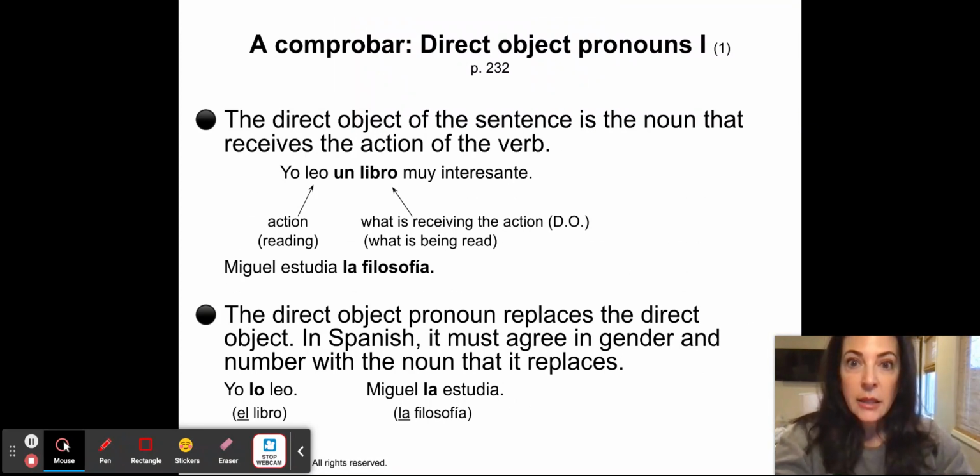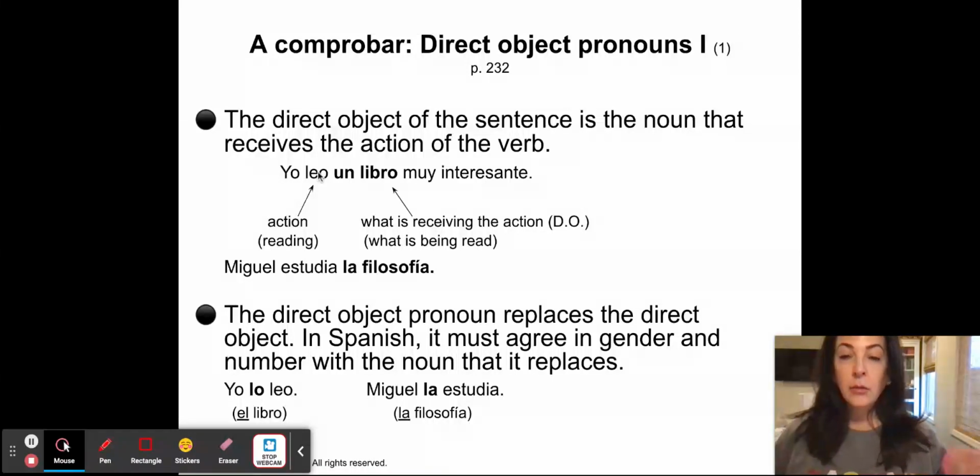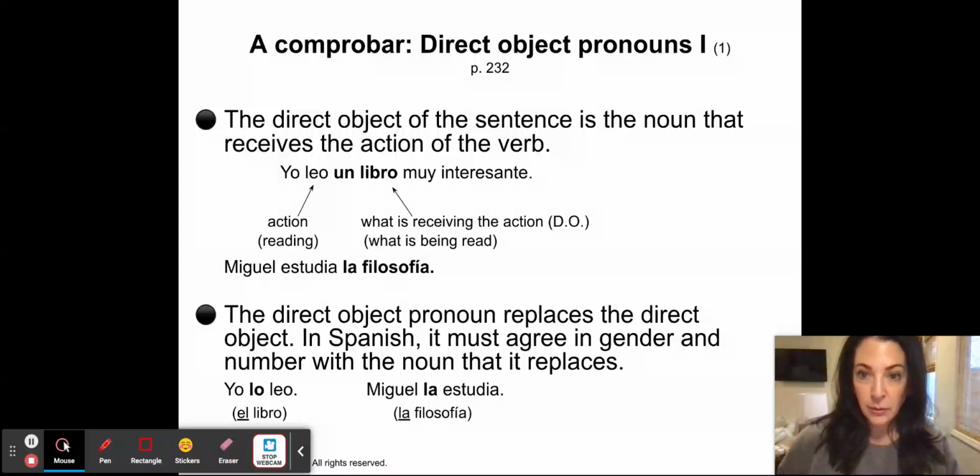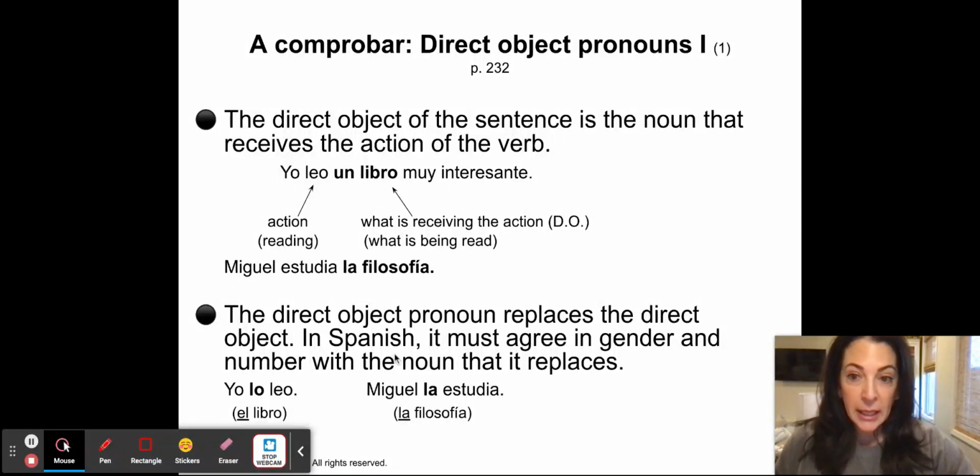Next, this is just another explanation of using the direct object. It's the noun that receives the action of the verb. It's the first recipient of the action of the verb. Yo leo un libro. Action, leo. Who or what do you read? Libro. That's the direct object. Miguel estudia la filosofía. Verbo, estudia. Who or what does Miguel study? La filosofía. So the direct object pronoun replaces the direct object, and in Spanish, just like I said, it must agree in gender and number with the noun it replaces.